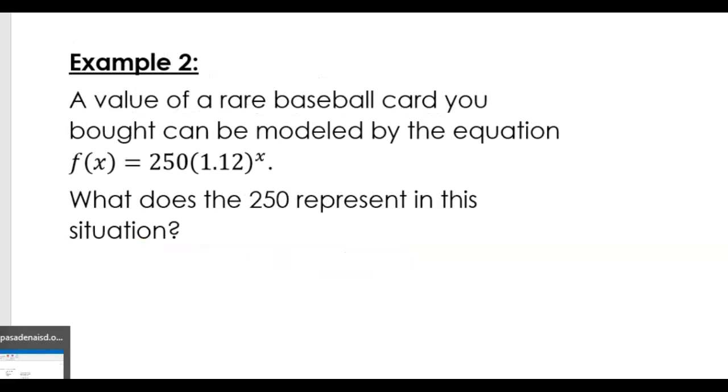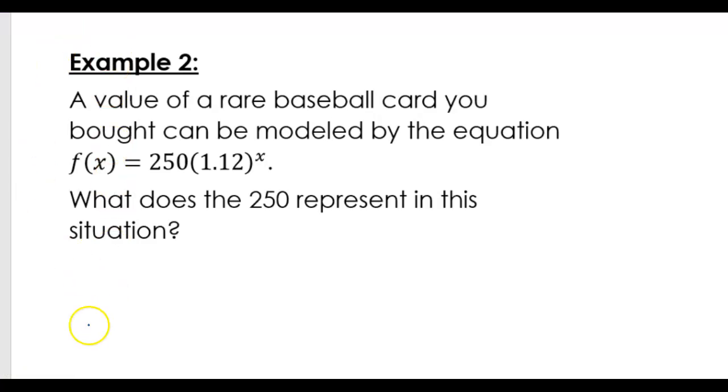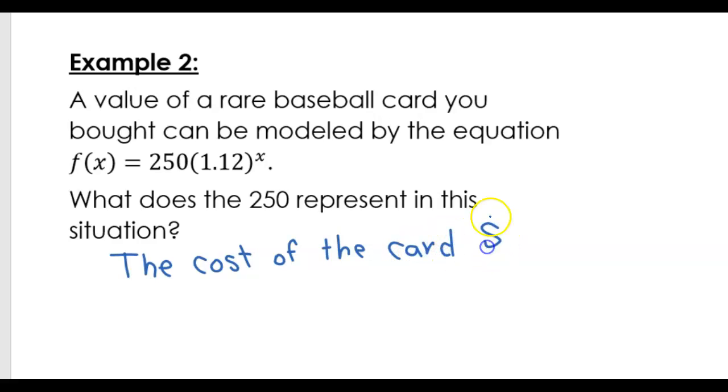A baseball card you bought can be modeled by this equation. What does the 250 represent? The initial value, or the cost of the baseball card, originally was $250. That's going to be a special baseball card if it costs $250. And what is this telling me?